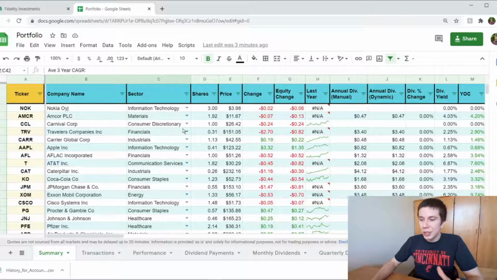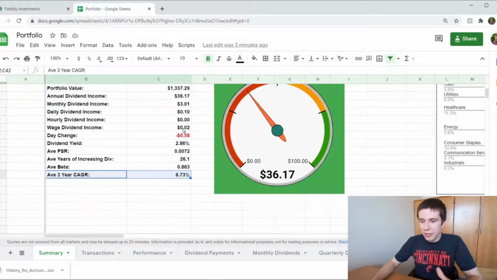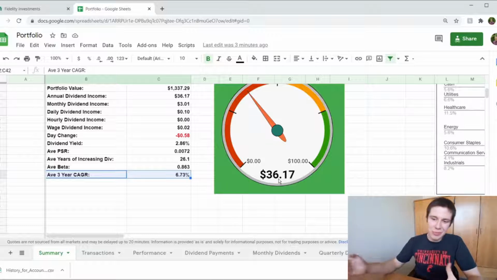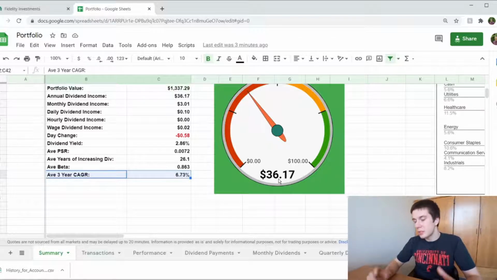So back in the spreadsheet, just looking at some of the updated numbers, our dividend income is now at $36.17, which is close to 75 cents higher than it was before we updated the spreadsheet. So obviously that's not a ton higher, but like I said, I really didn't invest much this month, so I do have not a ton of cash, but more cash in my Fidelity account than I normally do, so I'll have some cash there to deploy how I see fit. And then this average 3-year dividend CAGR went up a little bit to 6.73%, so I'm liking the fact that that's going up.